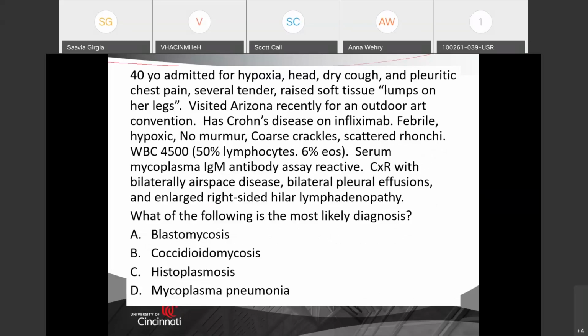Next case, 40-year-old admitted with, and this one came straight from MKSAP, so I tried to shorten it. So a 40-year-old came in with hypoxia, headache, dry cough, and pleuritic chest pain, has some tender nodules on the soft tissue, which she calls her lumps on her legs. Was in Arizona last month and was at an outdoor art convention and has a history of Crohn's disease. She's on infliximab, which is a TNF-alpha inhibitor. She has coarse crackles, rhonchi, has a positive mycoplasma IgM, a chest x-ray which shows some bilateral disease and some lymphadenopathy. So what would be your most likely diagnosis?